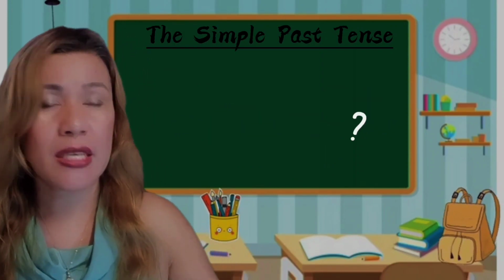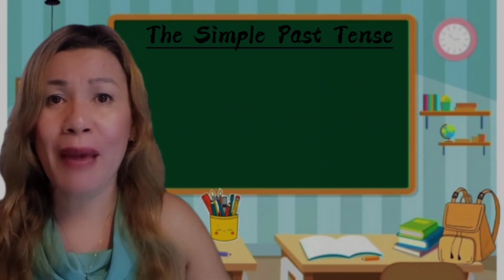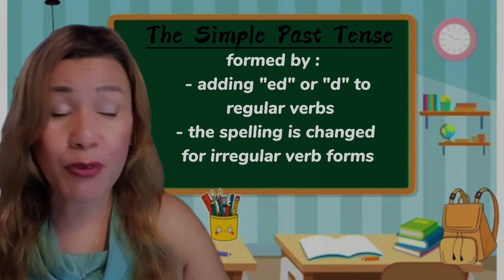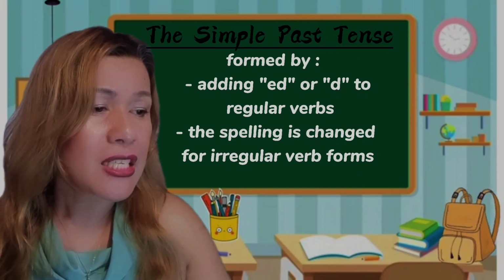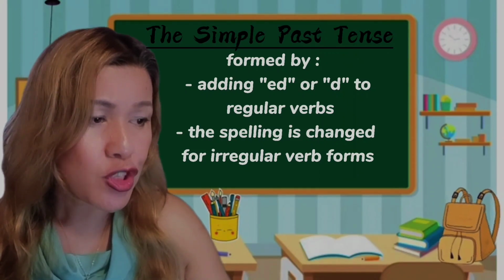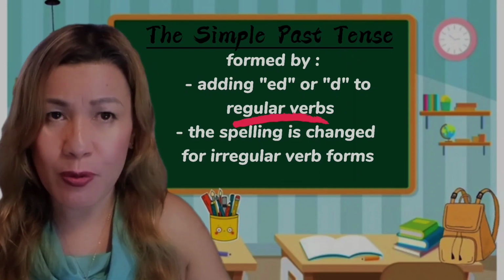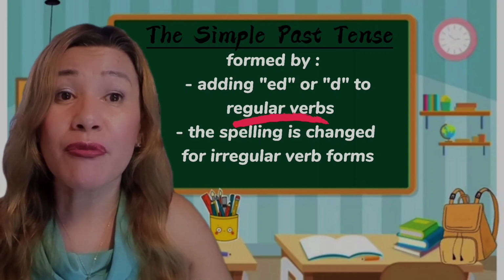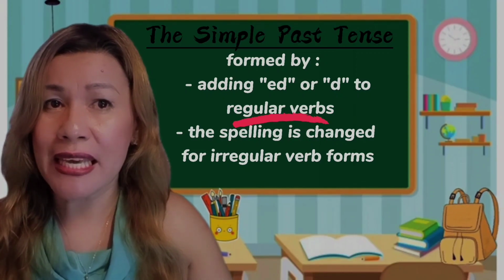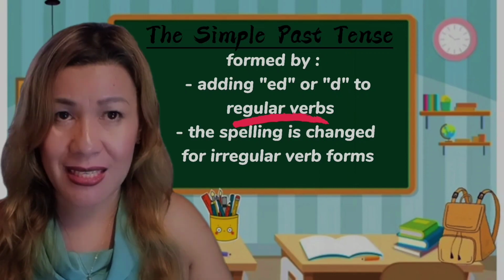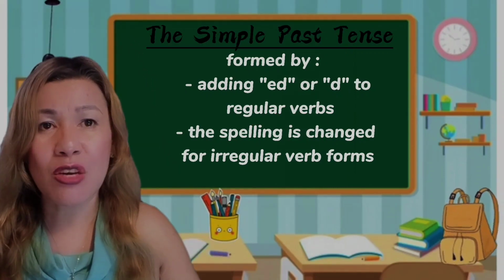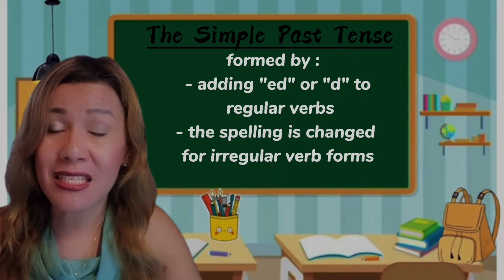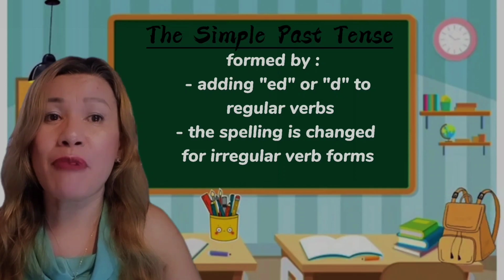Now the question is, how do we form the simple past tense? What's the formation? We form the simple past tense of the verb by adding d or ed to regular verbs. What do you mean by regular verbs? We call them regular verbs if d or ed can be added to the verbs to form their past. If we cannot add d or ed because we need to change the spelling of the word to form the past, we call that verb irregular.